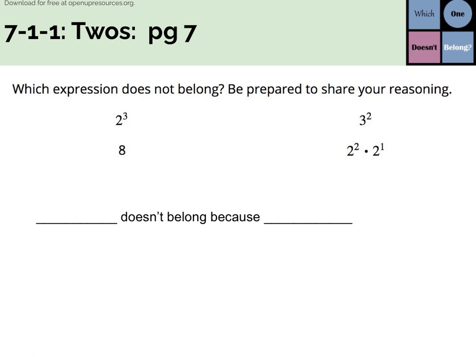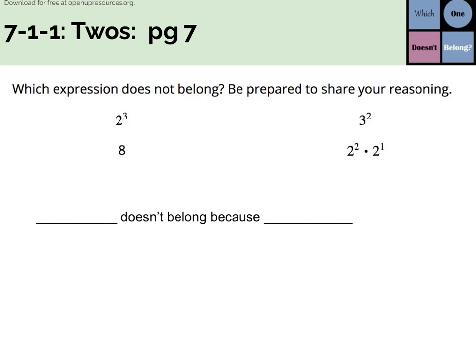So we could say that 8 doesn't belong because it's the only one with no exponent. We can say 3 to the second doesn't belong because it's the only one that does not equal 8. We can say that 2 to the second times 2 to the first doesn't belong because there's two pieces in there. So however you look at it, there's a lot of different reasons as far as different things not belonging. What we're doing is we're actually looking at exponents and understanding what things go along with it.